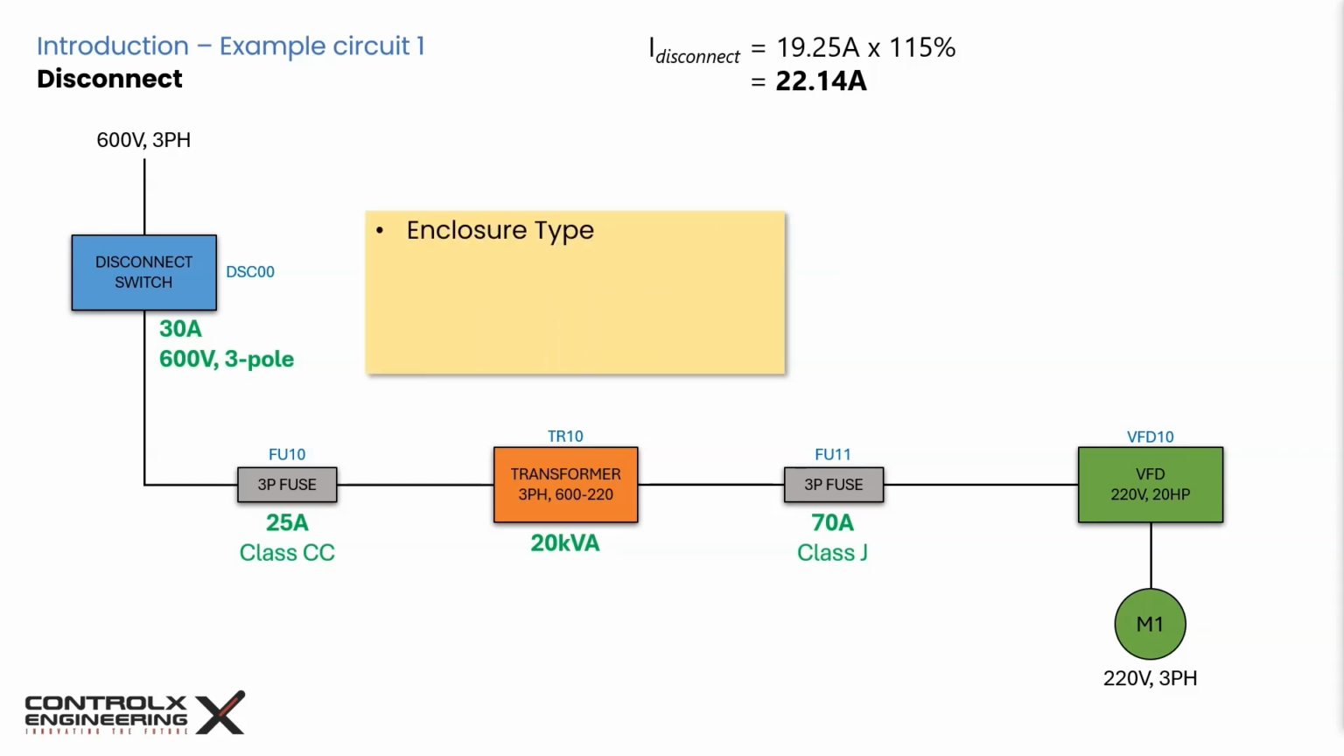Select an enclosure suitable for the environment, example NEMA 1 for indoor use or NEMA 3R for outdoor use, etc. Mounting. Ensure the switch can be mounted where needed, example wall mounted or panel mounted. SCCR rating. The disconnect switch must be rated to safely interrupt the maximum available fault current at its location in the circuit. This ensures that the switch can handle short circuit conditions without failure.